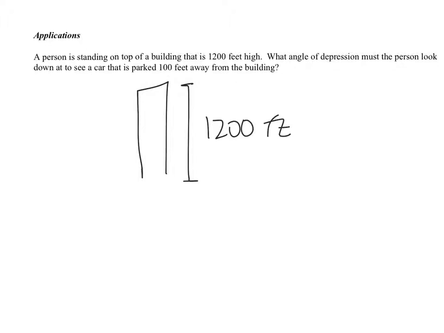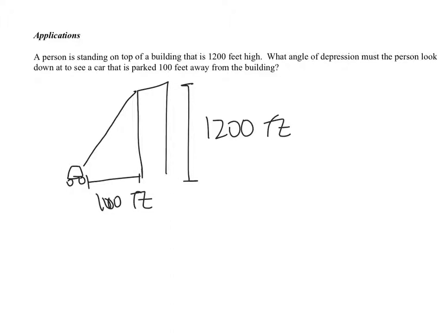So let's do one last example in an application type problem. In our problem, we have a person standing on top of a building that is 1,200 feet high. We want to know the angle of depression the person has to look down at to see a car that is parked 100 feet away from the building. In application problems, it's always a good idea to draw a rough sketch of what you're given. So my building is 1,200 feet tall. I'm standing on the top of the building and I'm looking down at a car. My car is not going to look very good because I can't draw. And this car is 100 feet from the building.